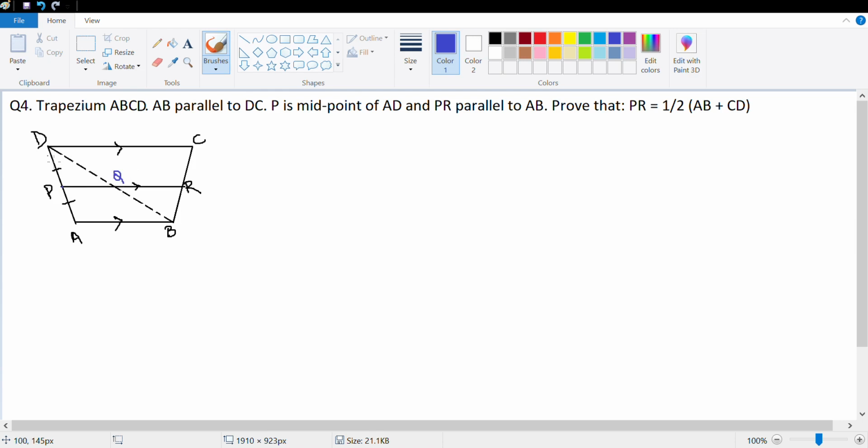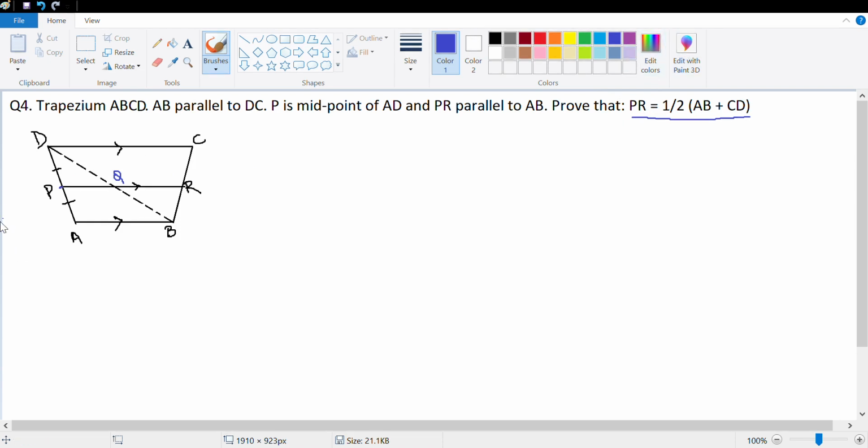This is Q. So I can look at this triangle, but there are no midpoints of this. So let's look at this big triangle ABD. Is this a midpoint? Yes, and this line is parallel. So I can think that this is applying the midpoint theorem somehow. So let's go back to the question. P is the midpoint of AD and PR is parallel to AB. We need to prove that PR is equal to half of AB plus CD.